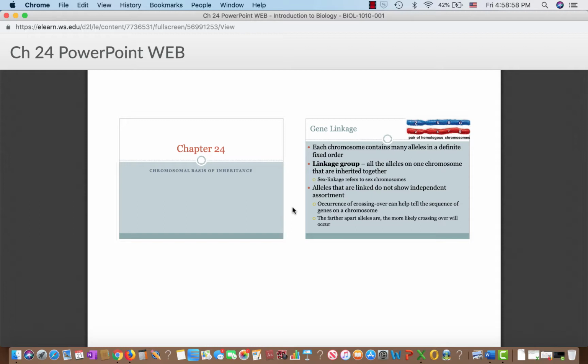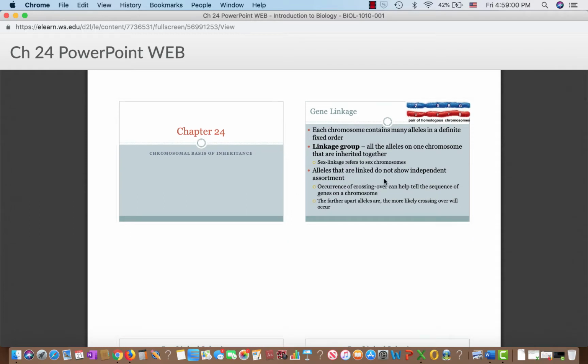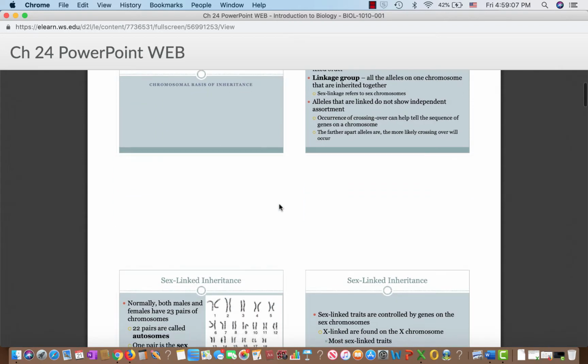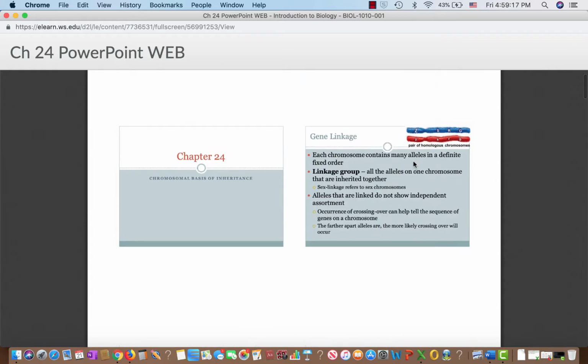So anyway, that aside, alleles that are not linked show independent assortment. Those that are linked tend to be inherited as a group, and the frequency of crossing over can tell you the sequence of the alleles on a chromosome, simply because the further apart two traits are, the more often you'll see them inherited separately, and the closer they are together, the more likely they are to be inherited together.